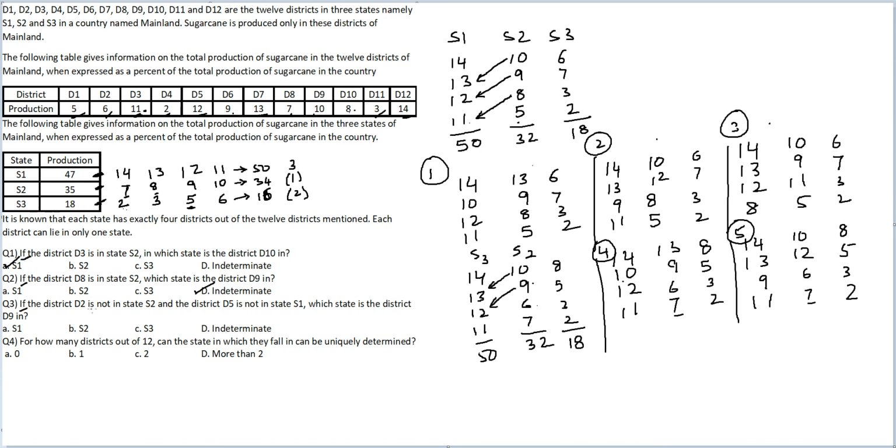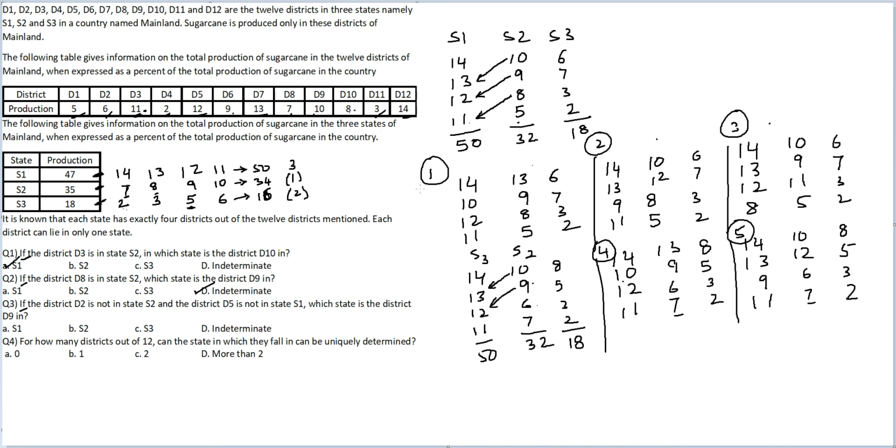If the district D2 is not in state 2, D2 is 6, so 6 is not in state 2. 6 is not in state 2 in cases 1, 2 and 3, and 6 is in state 2 in cases 4 and 5. So right now we've narrowed it down to either case 1, case 2 or case 3, and the district D5 is not in state 1.